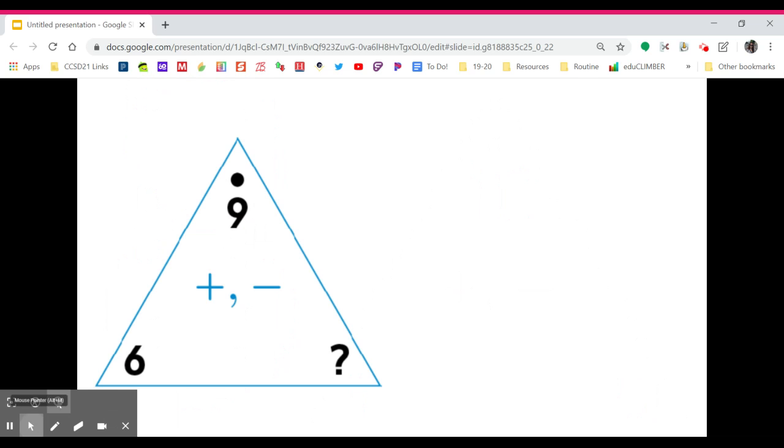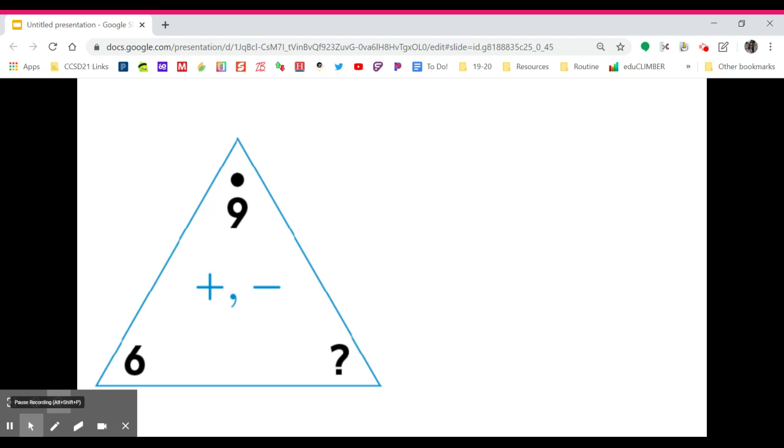So let's take a minute to look at this fact triangle. We see that there is a 6 and a question mark as the addends, and a 9 as the sum. When we're using fact triangles to practice our math facts, we're going to be practicing by covering up one of the numbers. In this case, we don't know what that mystery number is. We don't know what number is under that question mark. So that's how we'll use the fact triangles to practice.